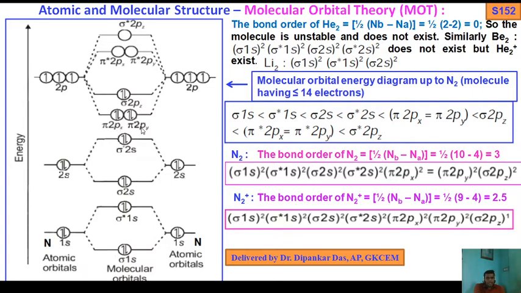Here pi 2px and pi 2py, these two orbitals are degenerate orbitals. First singly filled up, 1 on 1, then 2, 2. So total electrons is 14. So 2, 4, 6, 8, 10, 12, 14. Nitrogen has 14 electrons.